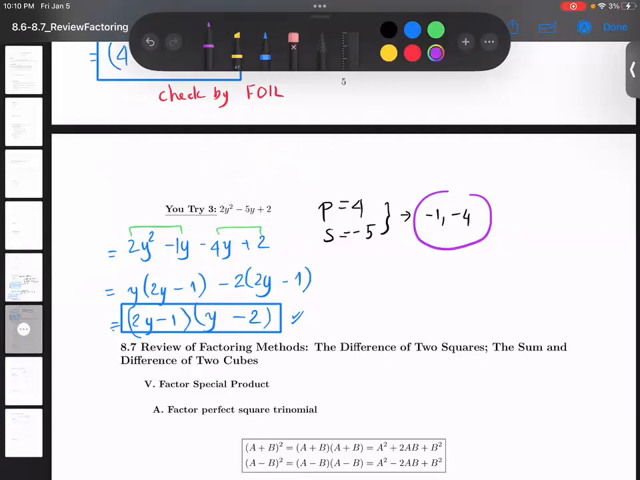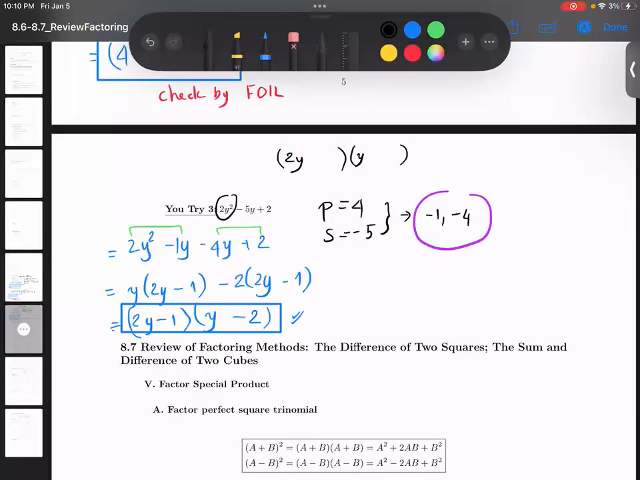So the guess and check method for this case will be like this. If I was you, I would start out with the 2y squared first. So how do I split 2y squared? Well, there are 2y and y. That's the only way you can do it, right? Or y and 2y, which are the same thing, right?